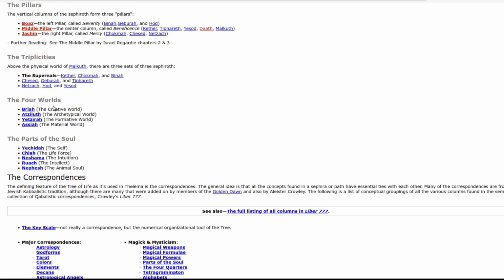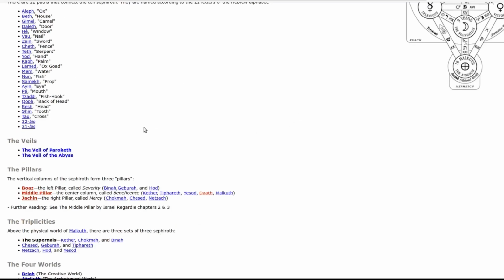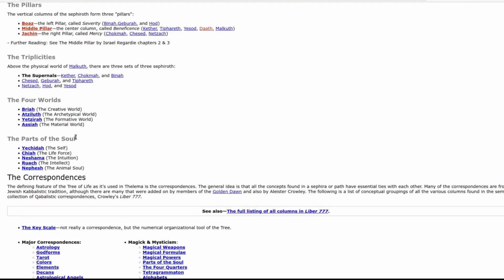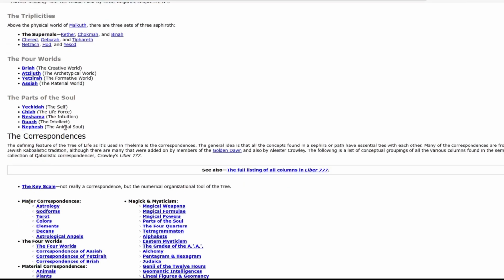Of course, if you've never studied Kabbalah, essentially you've got these spheres called the Sephira, and then you have these pathways in between them, and the tarot cards and astrology and such, and elements represent these. And then you have the worlds, which are basically the four elements, the four worlds here: material, formative, archetypal, creative, etc. And the parts of the soul: the animal soul, intellect, intuition, life force, and self.